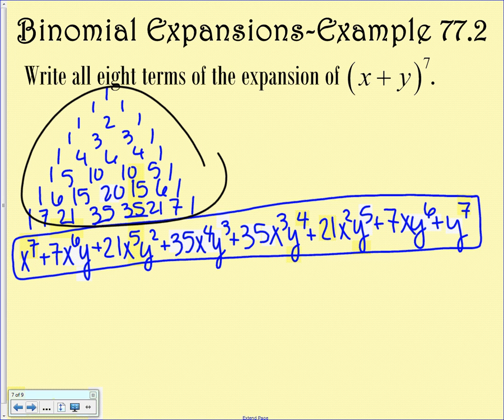So hopefully that helps you a little bit with binomial expansions. We'll look at binomial expansions again later in the year, but this is just the basic concept with Pascal's triangles.